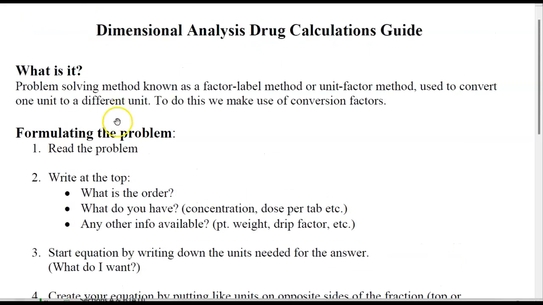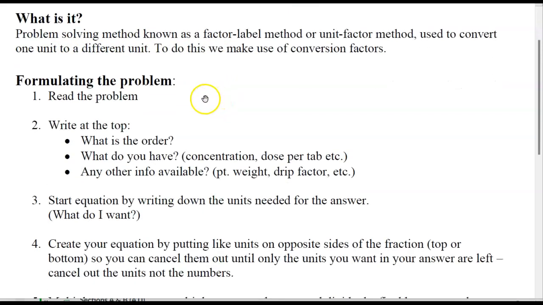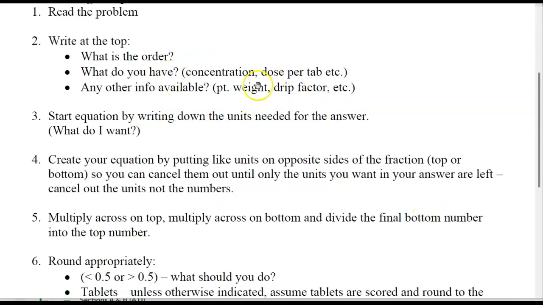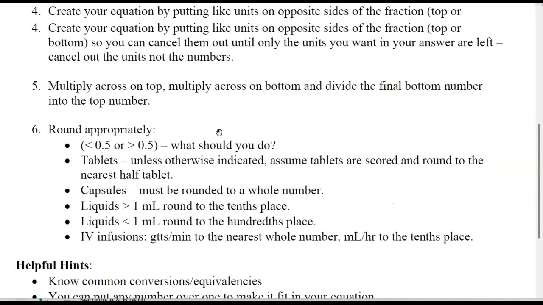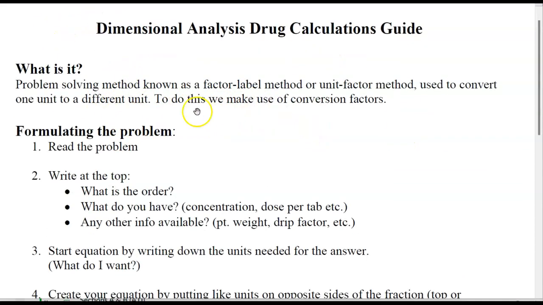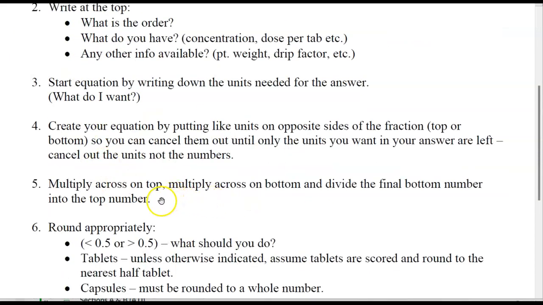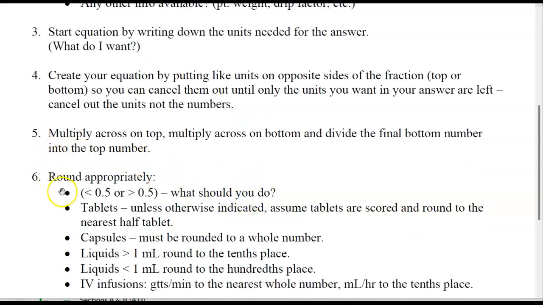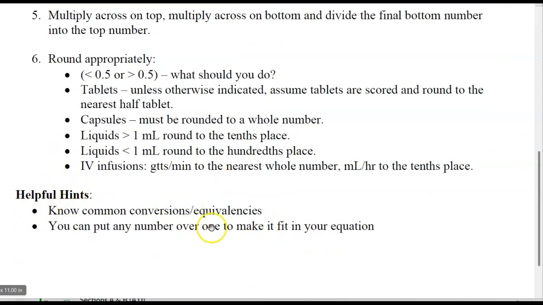So this sheet right here is a one-page dimensional analysis drug calculations guide. You can also use this if this is something that you can understand better. This is basically your guide on how to do dimensional analysis during drug calculations. So again, read it. It's very similar to the one that we just covered. It goes over what dimensional analysis is, how you formulate your problem. So you have these steps, and you can use this too if it's easier to understand. And again, you also have some rounding guidelines or rules here, and then you have your helpful hints.